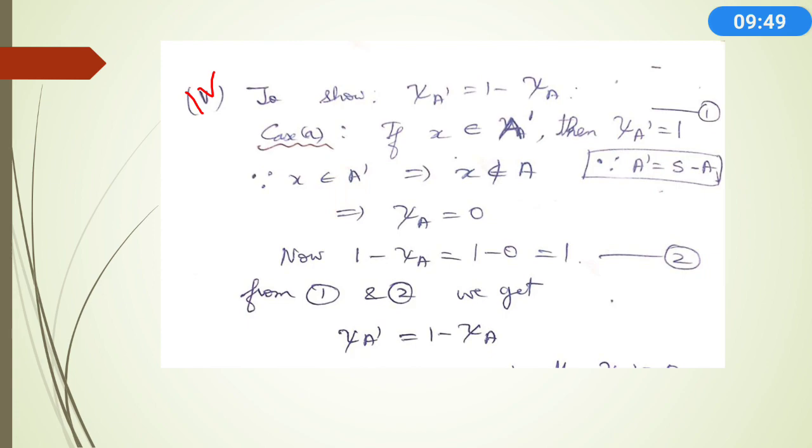Now to prove the right hand side, since x belongs to A dash, x doesn't belong to A. So psi A value, since it doesn't belong to A, will be 0. So substitute in the right hand side, 1 minus 0 will be 1. So from first and second equation we got the result.